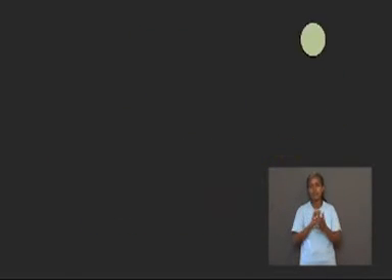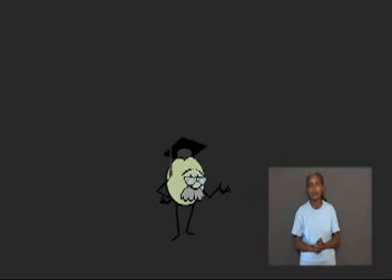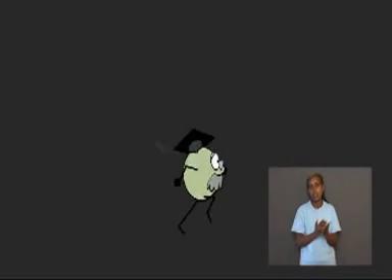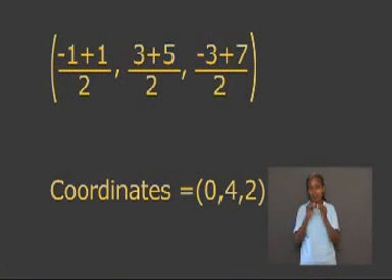Time's up. Let's get back to our lesson. Hello again. I'm sure that you found the midpoint without any trouble. Negative 1 plus 1 is 0. 3 plus 5 divided by 2 is 4. And negative 3 plus 7 divided by 2 is 2. The coordinates of the midpoint are 0, 4, 2.